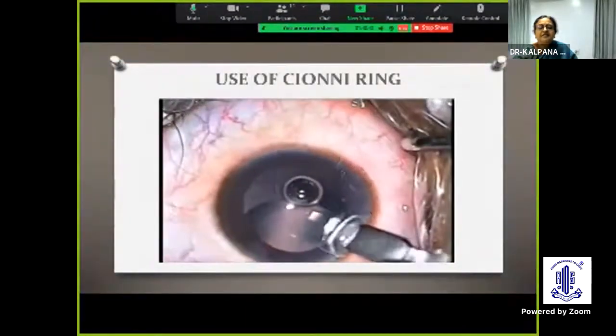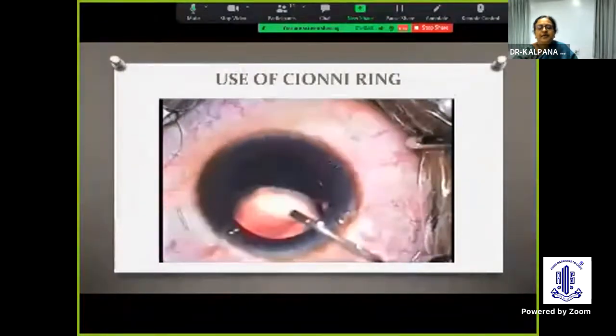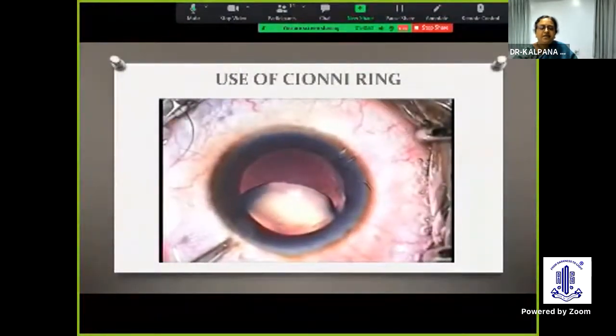For want of time, the next thing is the Cionni ring. This was popularized by Robert Cionni. He modified the capsule tension ring.